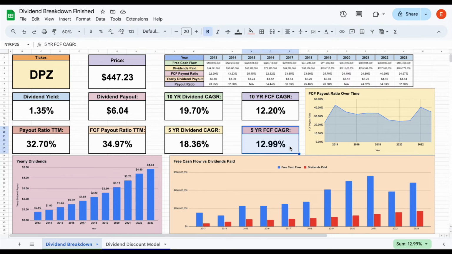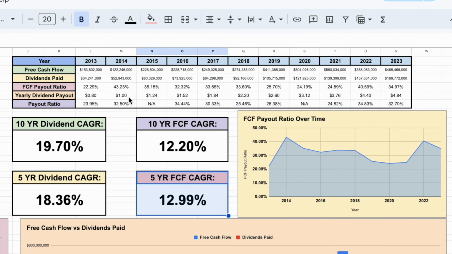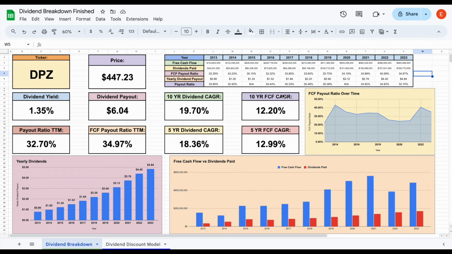And then of course, if you're interested in breaking this down more, we can look at all the individual metrics right here. We have our free cash flow, we have the total amount of dividends paid out by the company, we have our free cash flow payout ratios, our yearly dividend payouts, and then the payout ratio as a result of earnings is listed right here. So again, basically all the metrics I could ever want to see as a dividend investor all in one spreadsheet. I've yet to find any other investment research platform that can show all these metrics all in one place like I'd personally like to see.